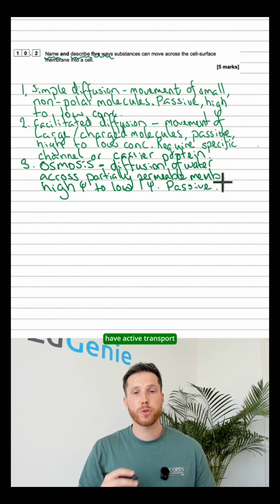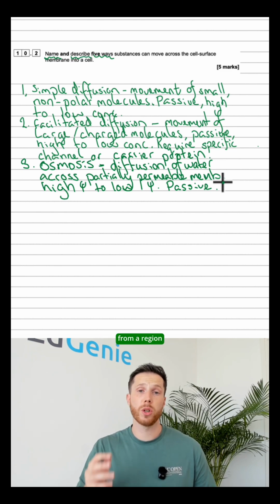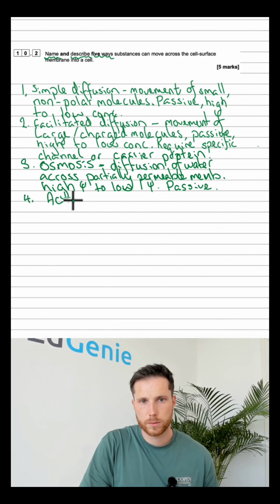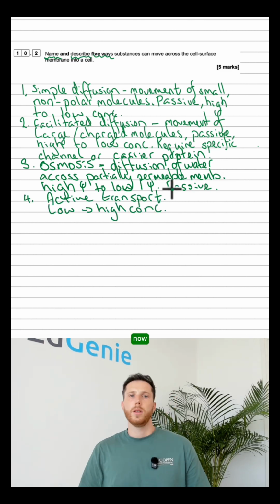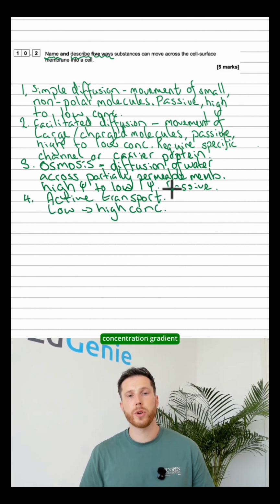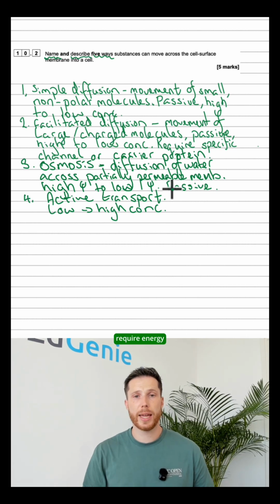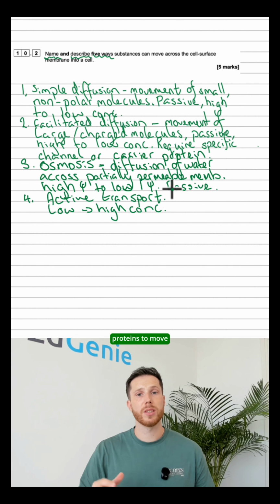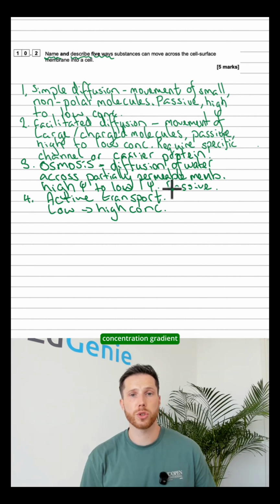Next up we have active transport. So now we're going to be going against the concentration gradient from a region of low concentration to a region of high concentration. Now, because we're going against the concentration gradient, this process does require energy, which comes in the form of ATP, and we're also going to need specific proteins to move these substances against their concentration gradient.